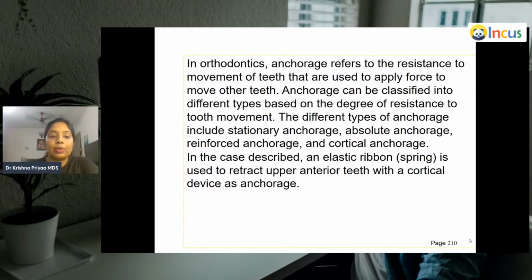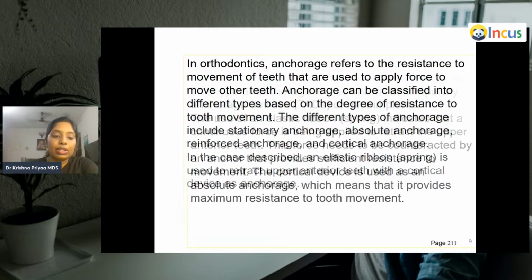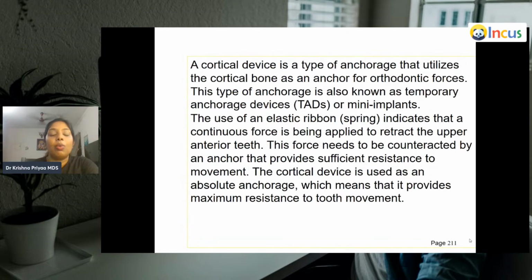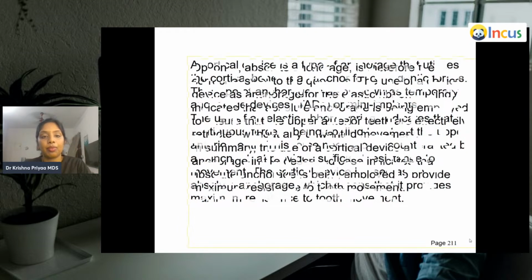Yes. So we've already classified anchorage into different types, right? So stationary, absolute, reinforced, and cortical anchorage. Here, the elastic spring is used to retract the upper anterior teeth with a cortical device as an anchorage. What is a cortical device? It is a type of anchorage which utilizes the bone as an anchor for orthodontic forces. So the TADs use the cortical bone as a site with which it provides the anchorage element. So the continuous force is being applied to retract the upper anterior teeth, associated with the cortex. So it is an absolute anchorage.